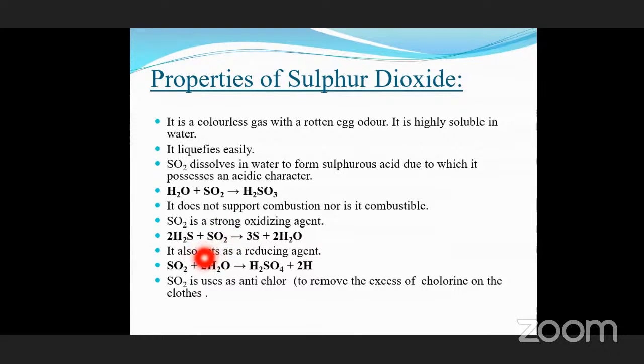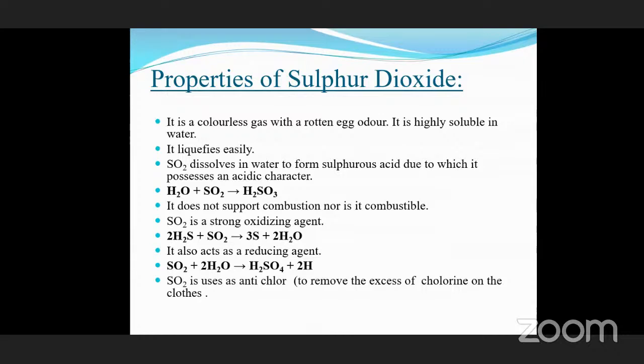Then next point, it also acts as a reducing agent. That means sulfur dioxide has an amphoteric nature. Sometimes it acts as an oxidizing agent, sometimes as a reducing agent also. For example, sulfur dioxide reacts with water to form sulfuric acid plus hydrogen. That means the hydrogen is eliminated. This also indicates that sulfur dioxide acts as a good reducing agent in nature.